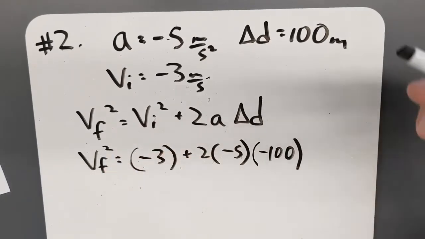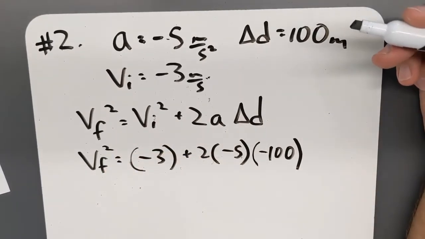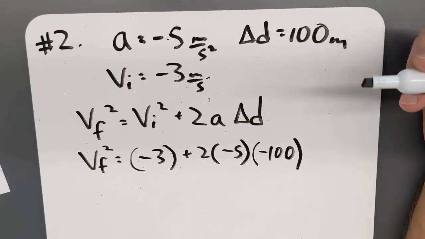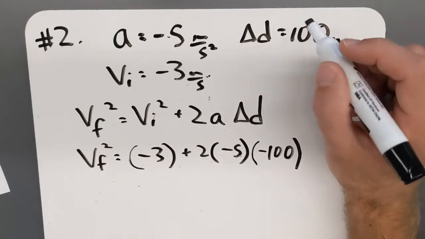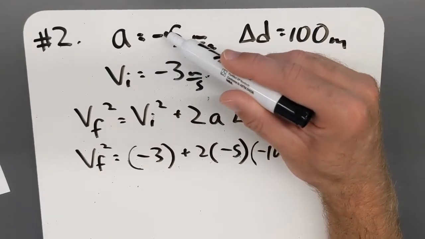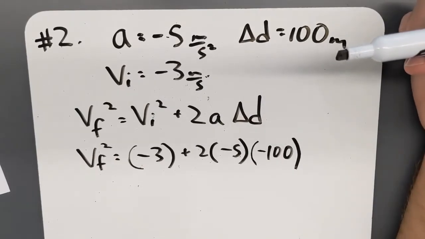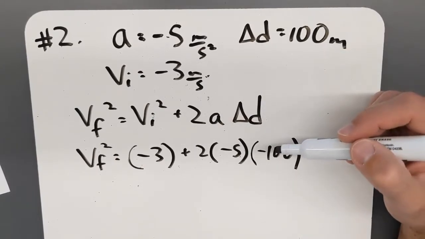So that's tricky reading on there. I didn't actually intend for it to be that hard, but there you go. Giving you some experience. Again, if you're moving in the negative direction, you have an acceleration in the negative direction. That means you're speeding up. You're going to be traveling in the negative direction, so your displacement is going to be negative.